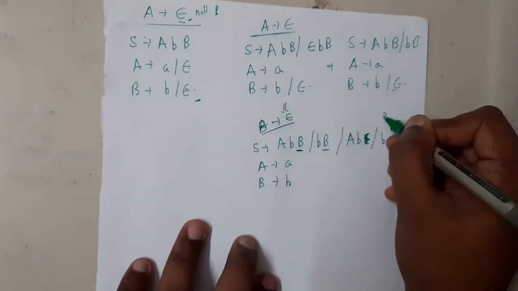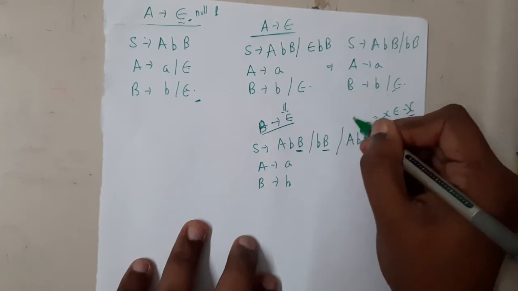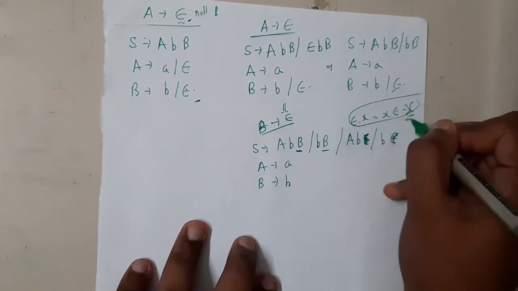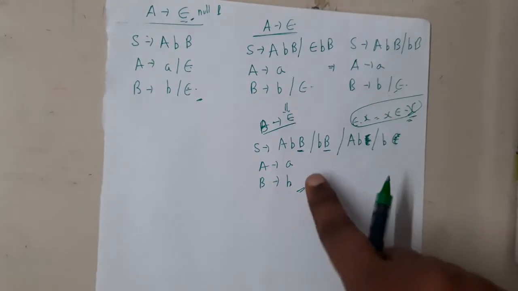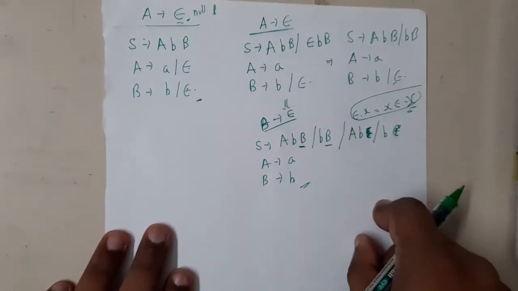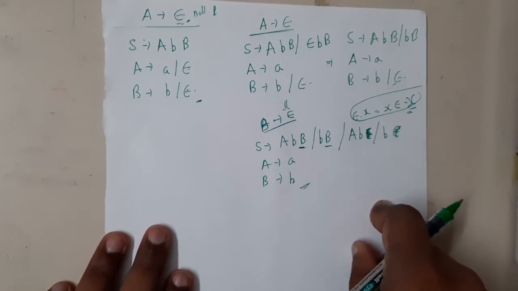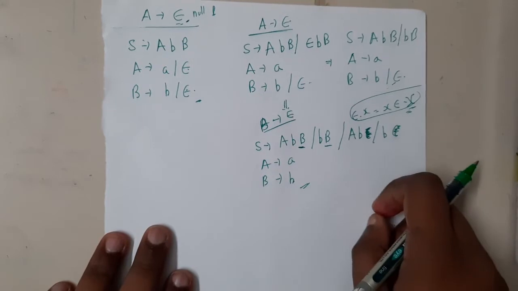To be clear, anything into epsilon is nothing but anything only, and epsilon into anything is also anything only. So this will be the final answer. After removing null productions, this is the result. Now if one more question is given, everyone can solve it. I hope everyone got a clear idea with respect to this.